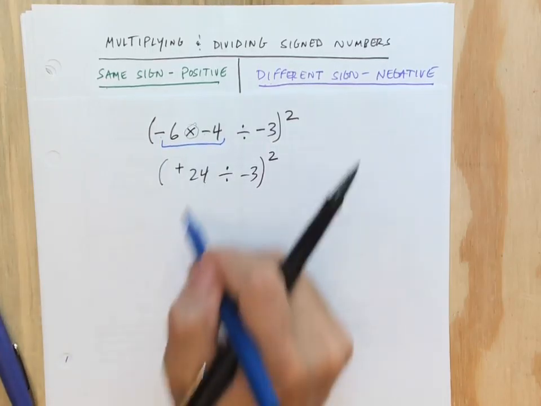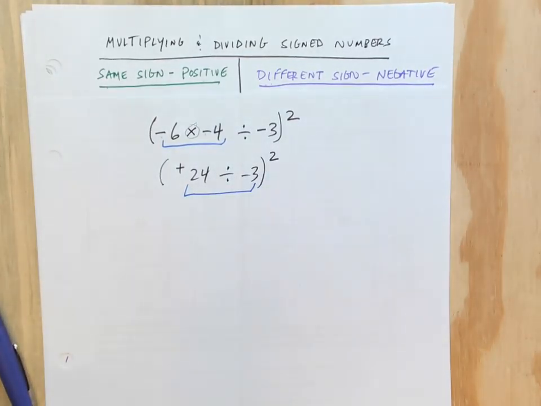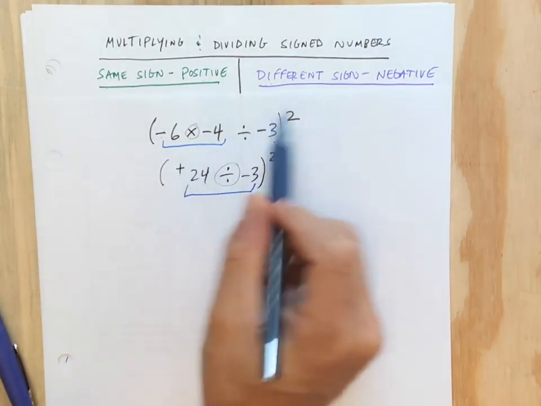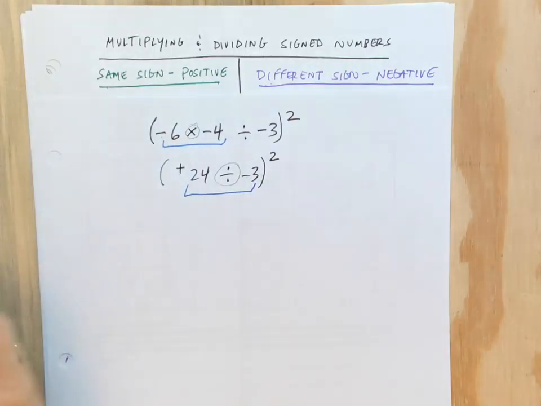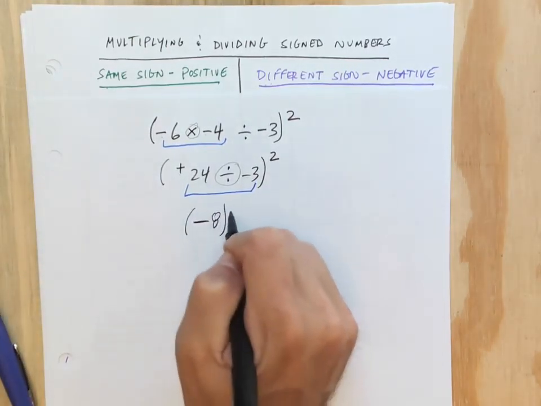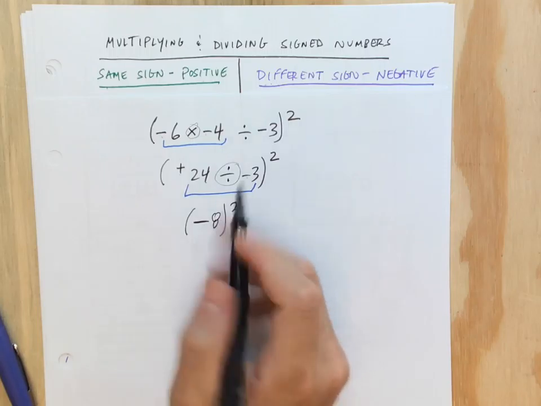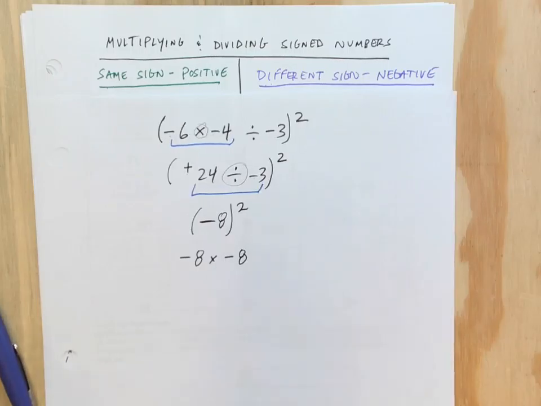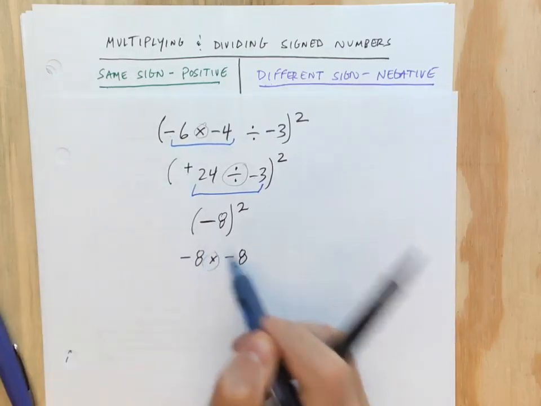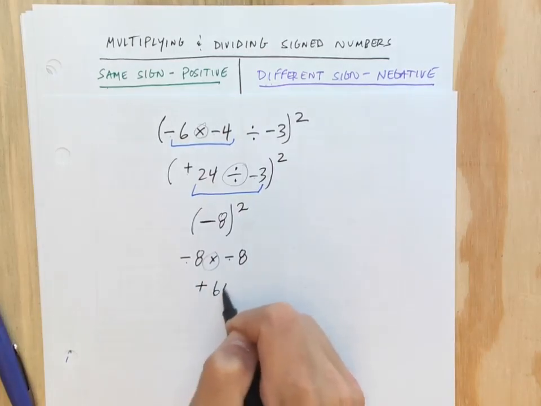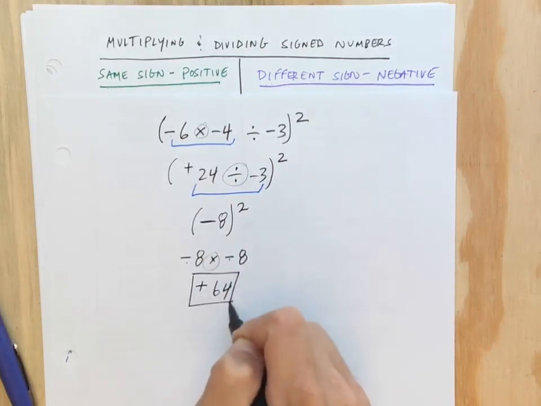Now I'll do this operation. I see that it's a division between a negative and a positive. Those are different signs, so the answer will be negative. And 24 divided by 3 is 8. Now I'm squaring this number, which means to multiply it by itself. I'm multiplying two negatives, which will give me positive, and 8 times 8 is 64.